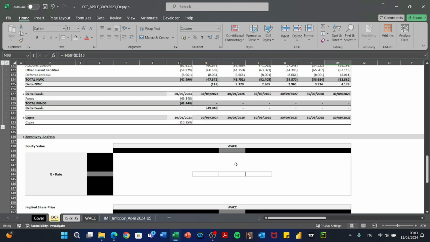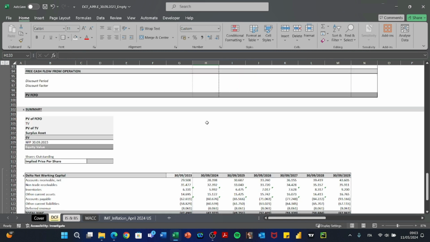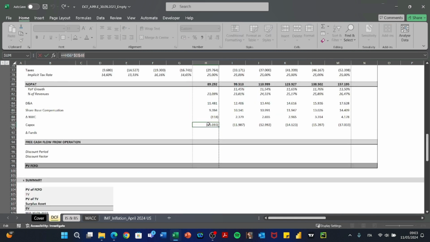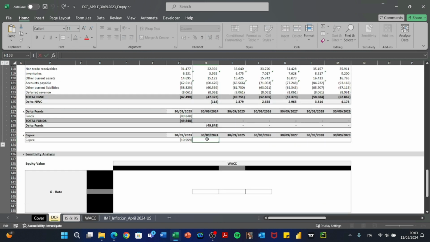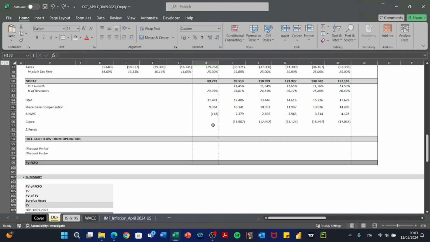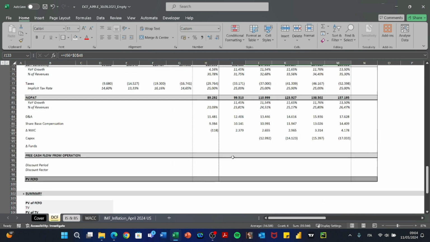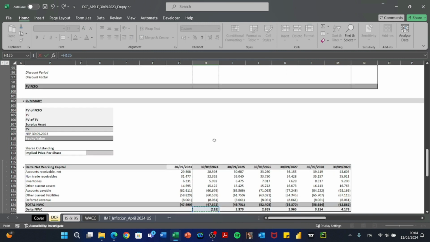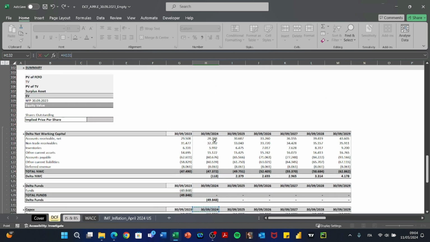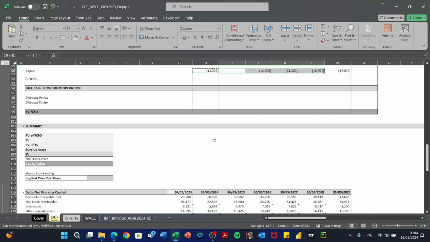Actually, I should do this formula over here to be precise. I should insert the formula here. Perfect. Let me now link here the CapEx. Okay, perfect.